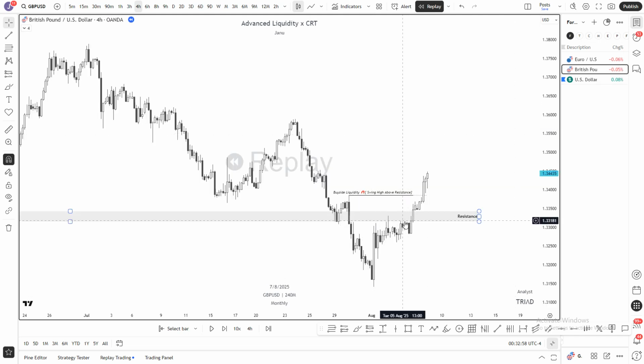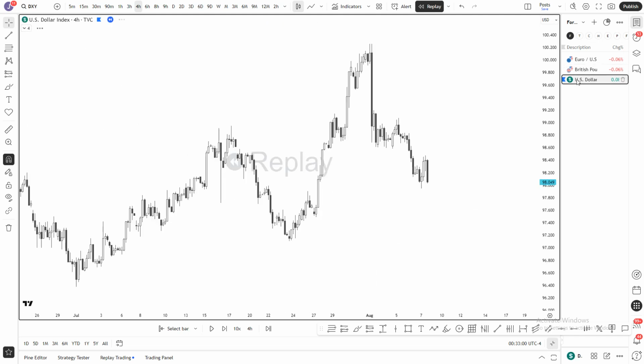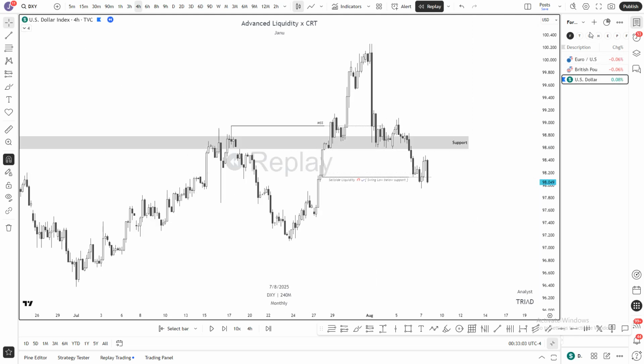We already set the trap. This move is usually a quicker move to take out the stops. So I think that's clear.